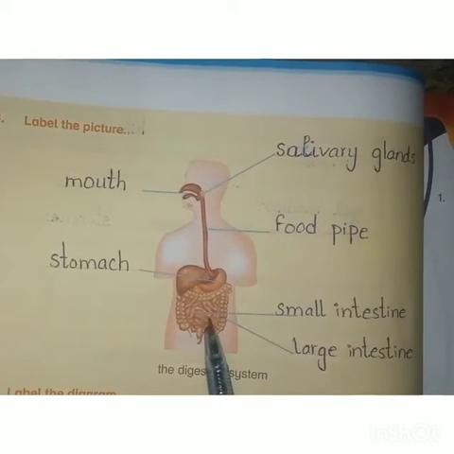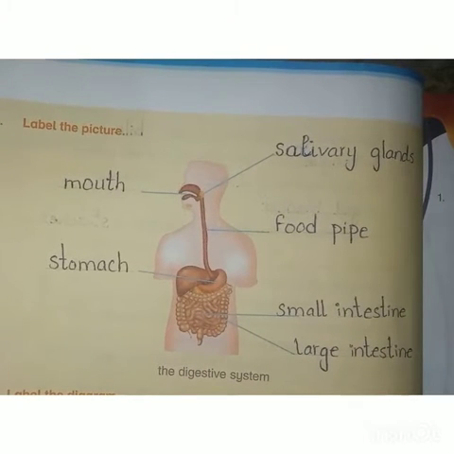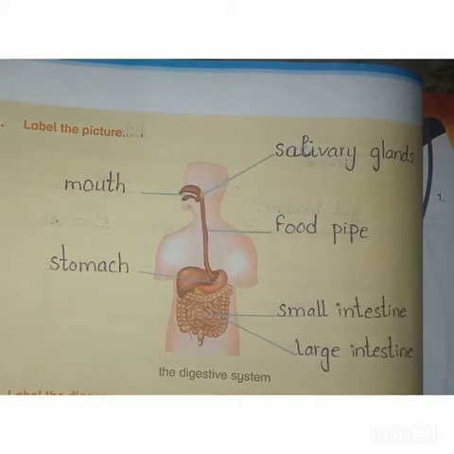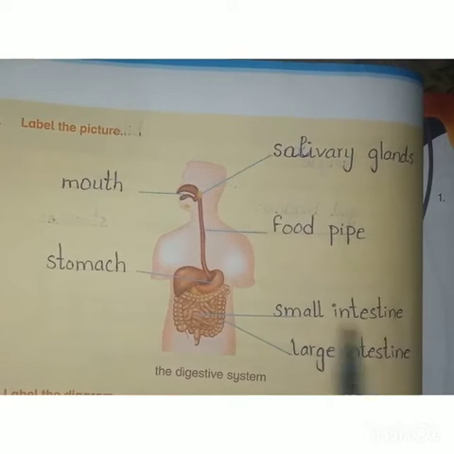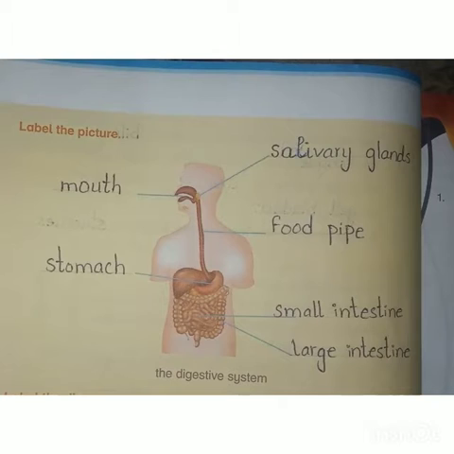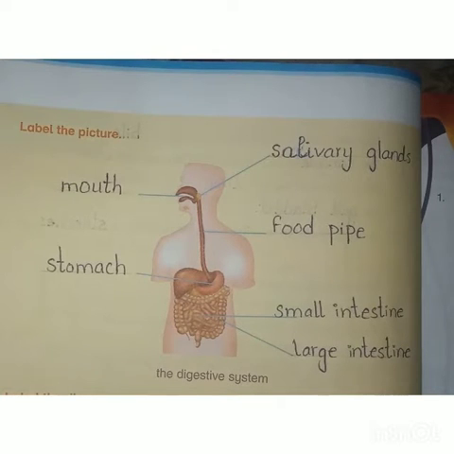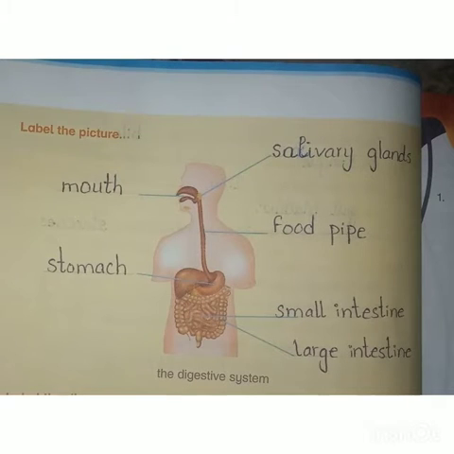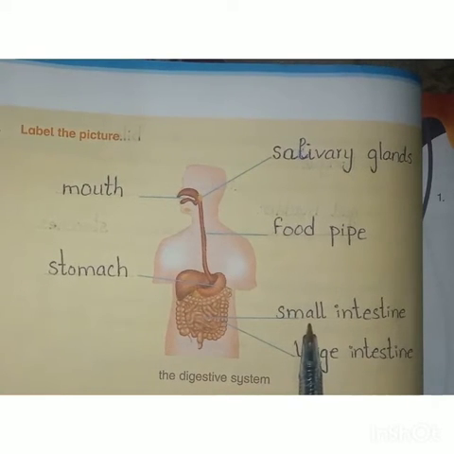Next, this long, narrow, folded or coiled tube is called the small intestine. It extends from the stomach to the large intestine, and the small intestine is 20 feet long and 1 inch wide. About 90% of food digestion occurs in the small intestine.